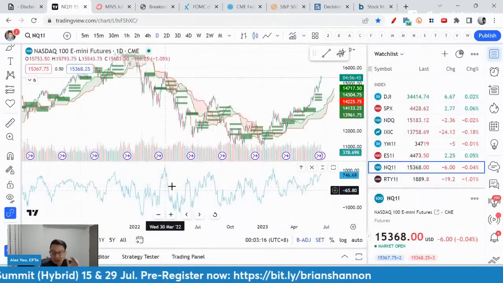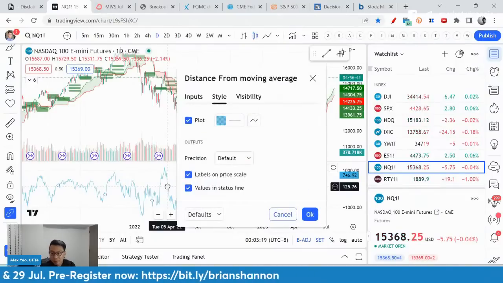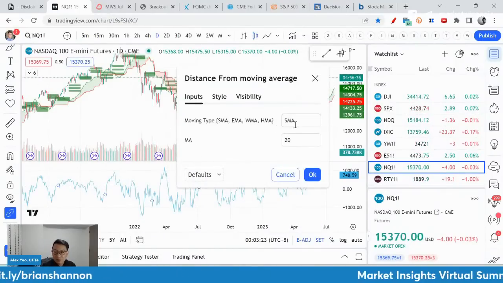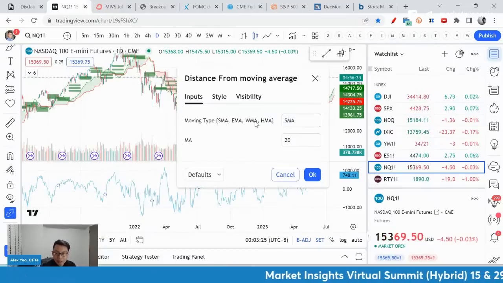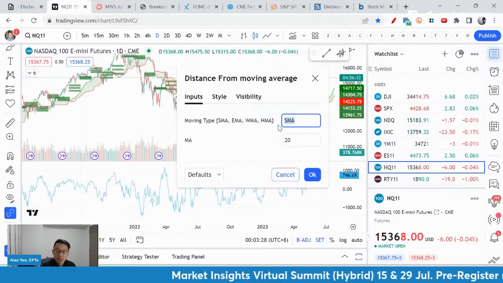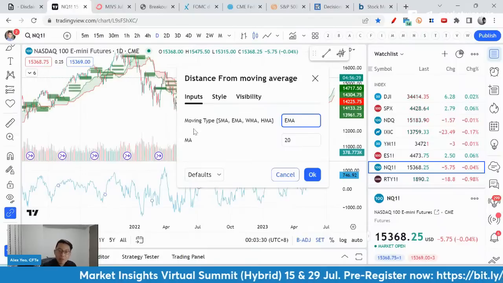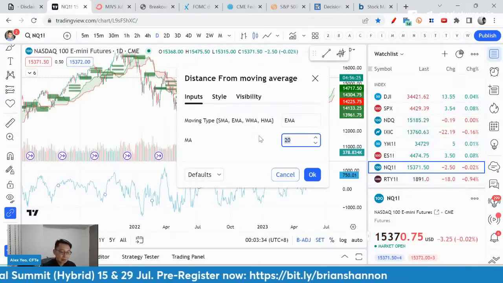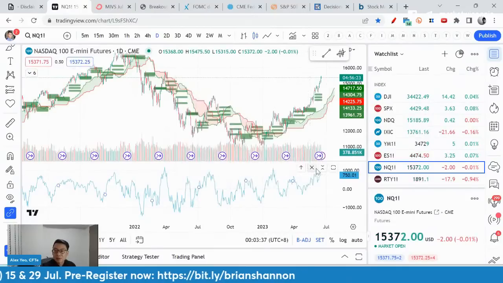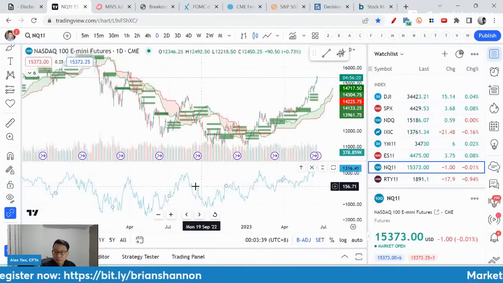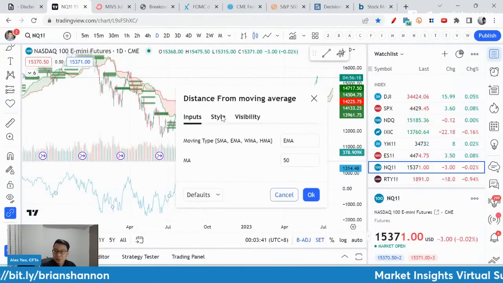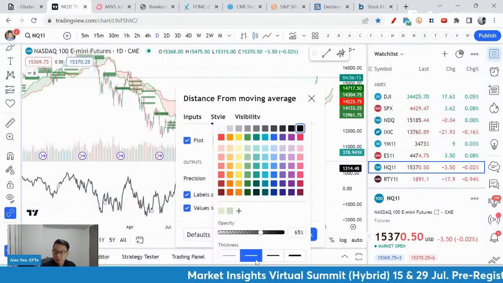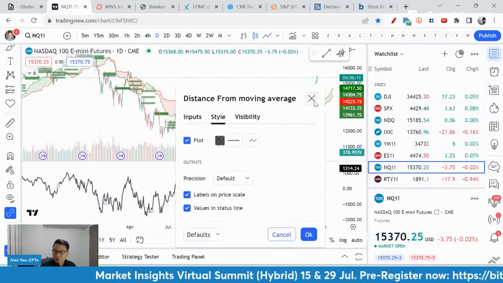This one is more flexible, so you can put SMA, EMA, and such. For example, if you do not want SMA, simple moving average, you can put EMA as well. And for the MA, if you do not want 50, you can put 20, you can put 100, whatever it is. But typically, I'll put 50. Then you change it. And once again, you can do the style. You can change it to maybe a black line for easy visibility. And then done.